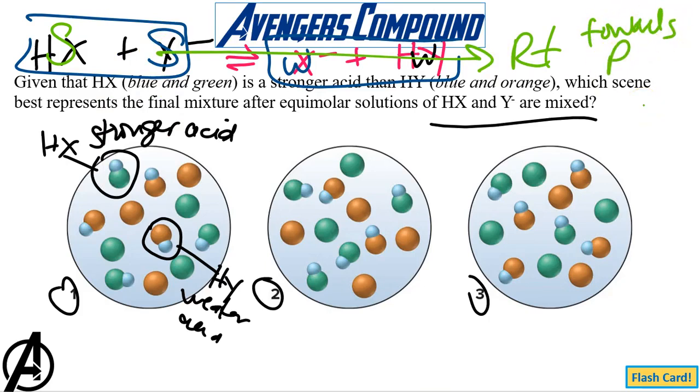Okay, and so if it's going to the right towards the products, and I have to figure out which one of these scenes represents that, then I need to find a scene that has more of what? More of the products. So what are my products? My products are X minus and HY. And so I'm looking for more HY to be in one of these scenes. And so HY is that blue and orange, right?